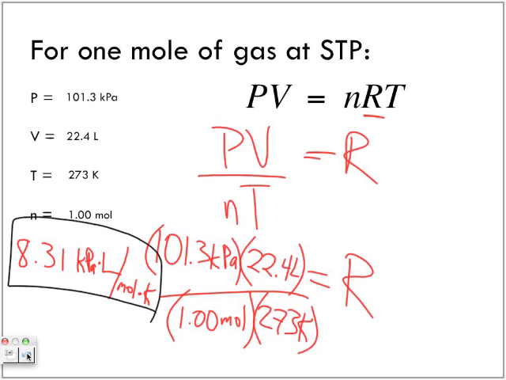8.31 kilopascals. But in fact, I'm going to add an extra significant digit. Just hold on. So we're going to treat it as 8.314 kilopascals times liters per mole per Kelvin.